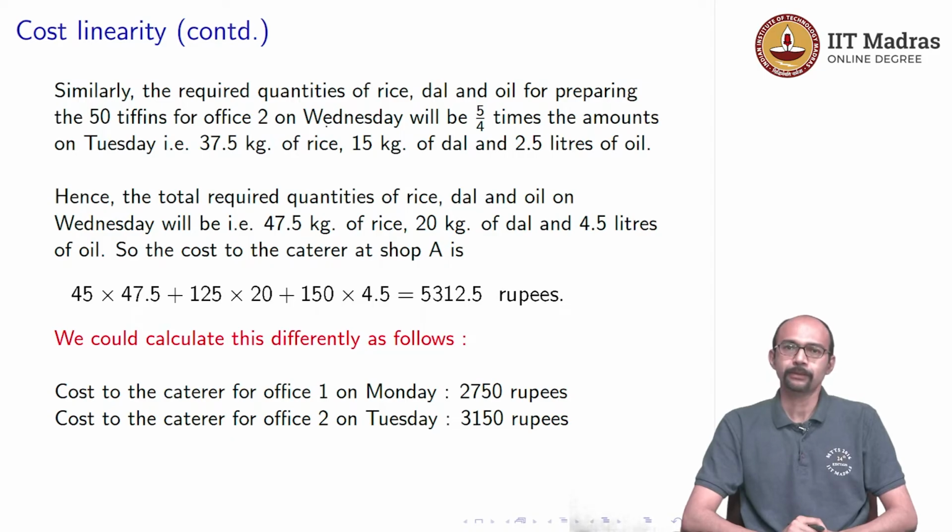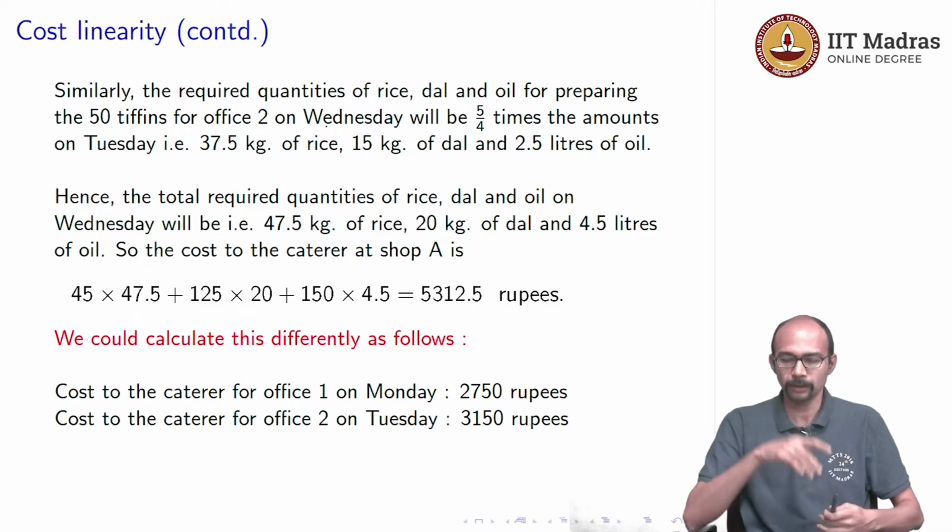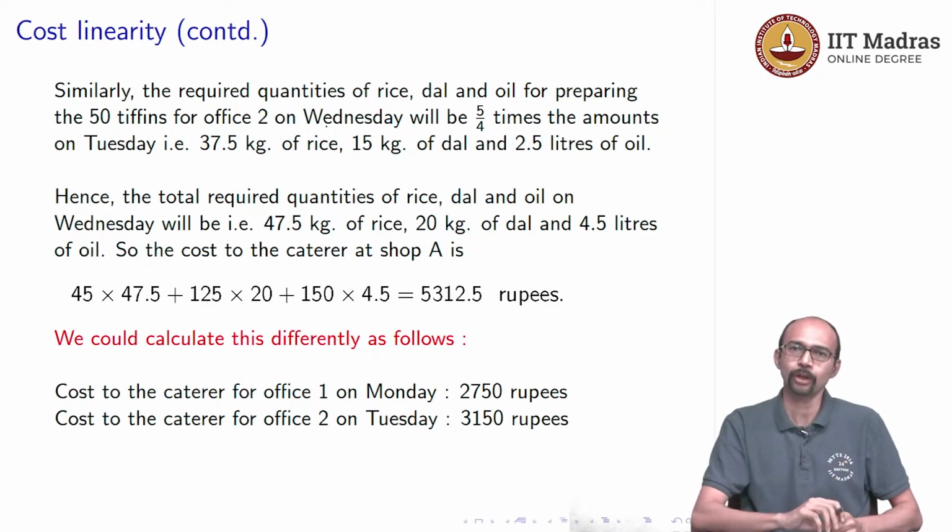On Tuesday we had 40 tiffins for office 2, and for that we had I think 30 kgs of rice, 12 kgs of dal and 2 liters of oil. So, you take this vector 30, 12, 2 and evaluate the cost function on this vector or this element of R3, or equivalently you put it into the linear combination, and what we get is 3150 rupees. Okay. So, what have I done? I have computed the costs on Tuesday and Monday.